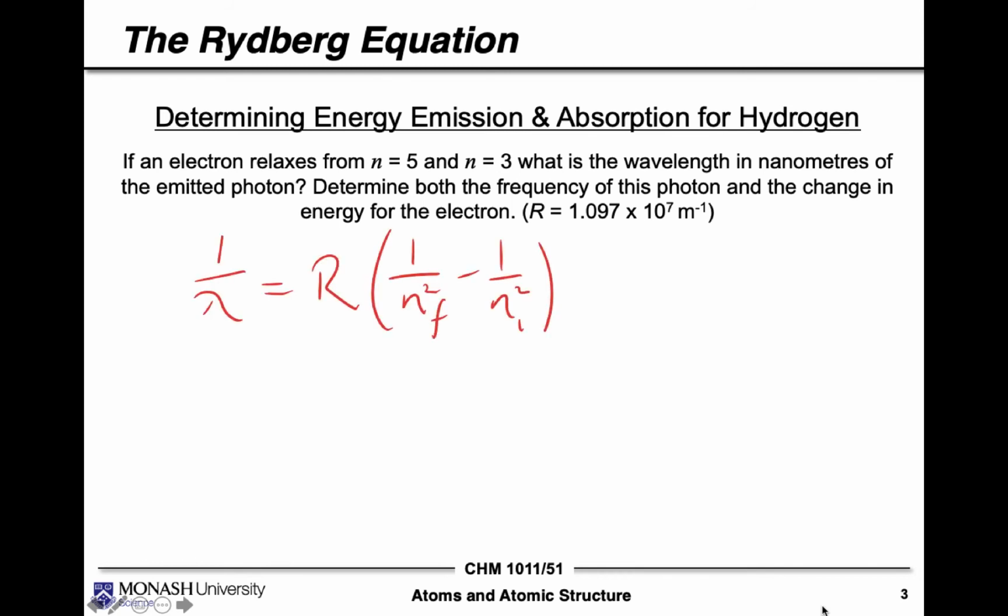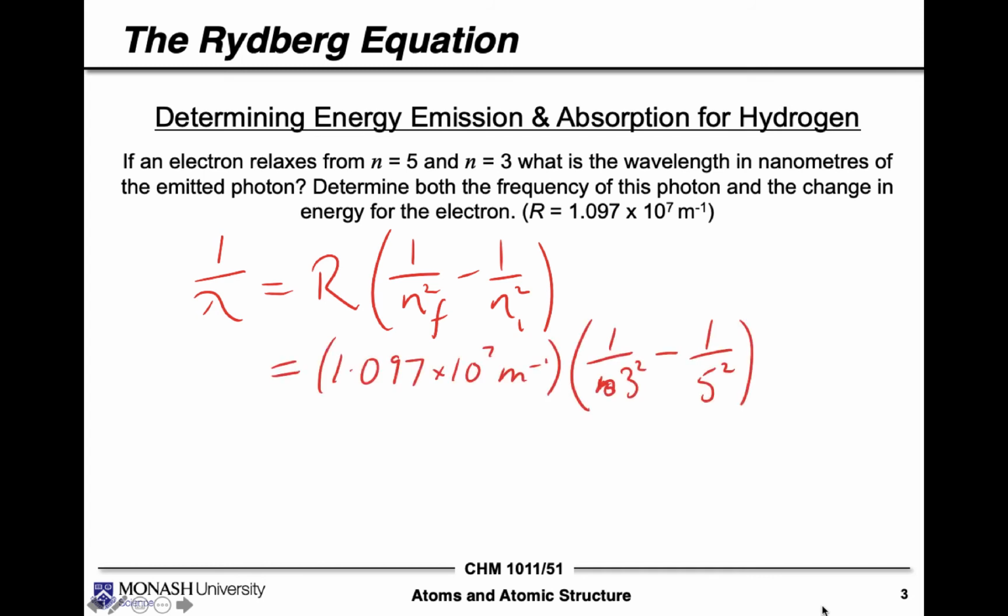So here's our Rydberg equation. If I plug in the Rydberg constant, 1.097 times 10 to the power of 7, and I multiply that by subbing in those two n values, you can see I've got the lower energy level appearing first. In this case it's NF, N final, because that's where the electron finishes, and 5 is the initial energy level for the electron. Plug that in and you'll get an answer.